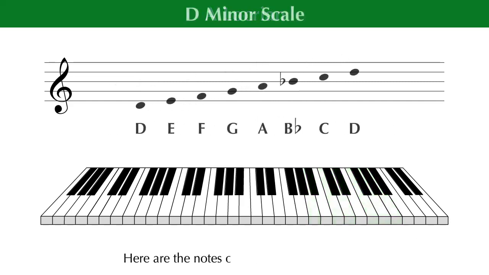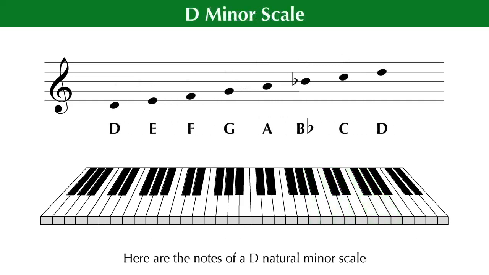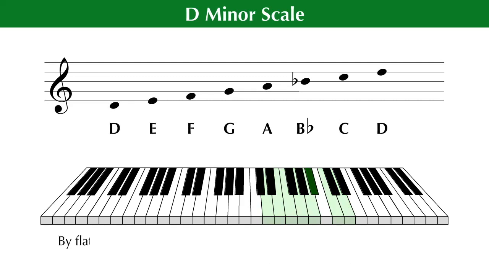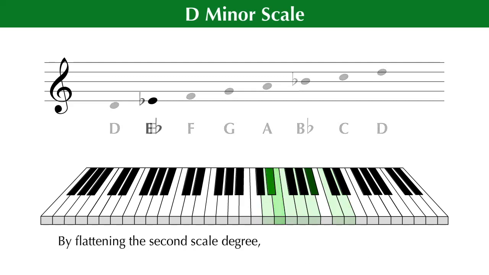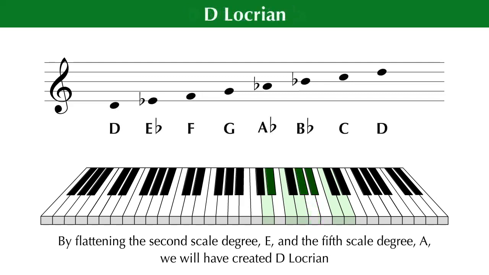Here are the notes of a D natural minor scale. Again, by flattening the second scale degree E and the 5th scale degree A, we will have created D Locrian.